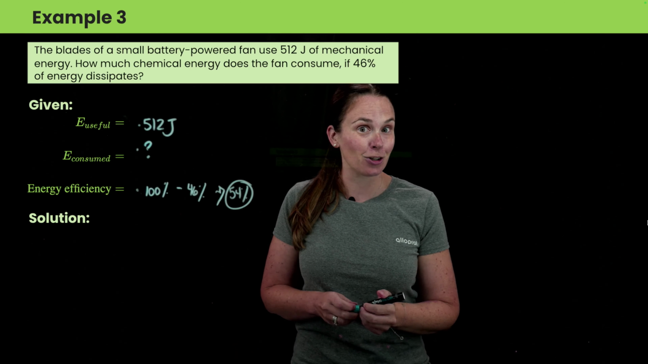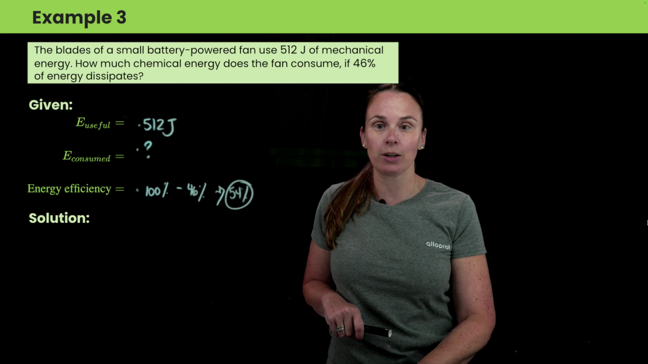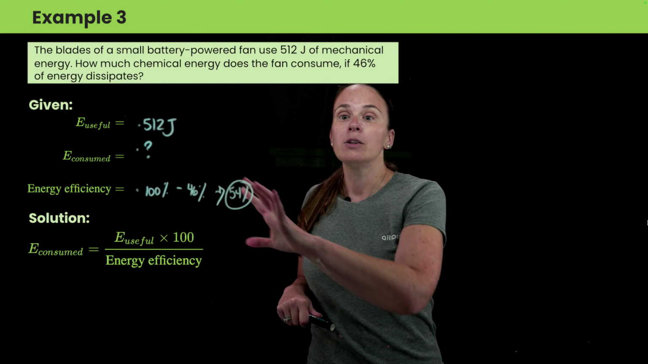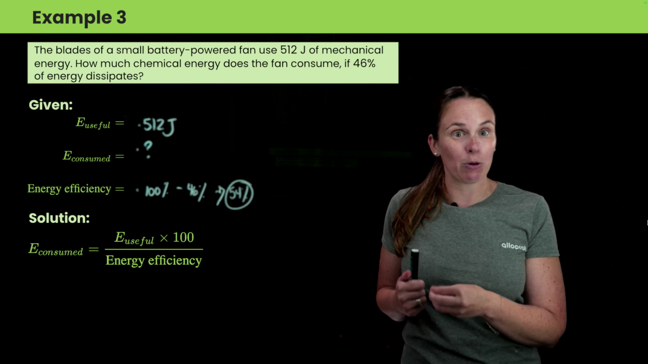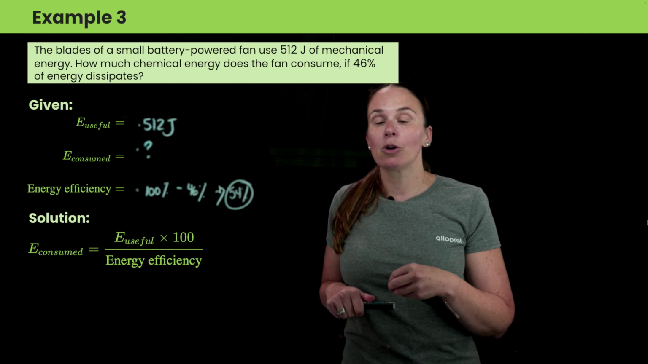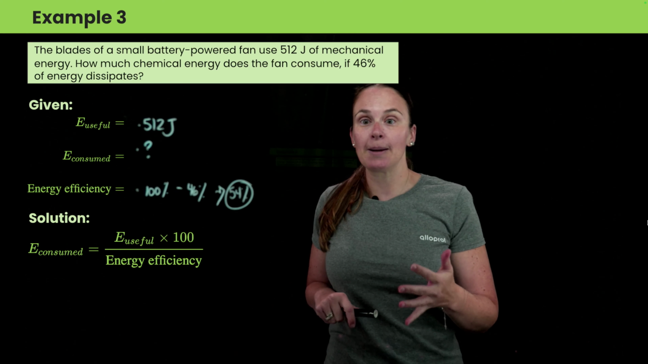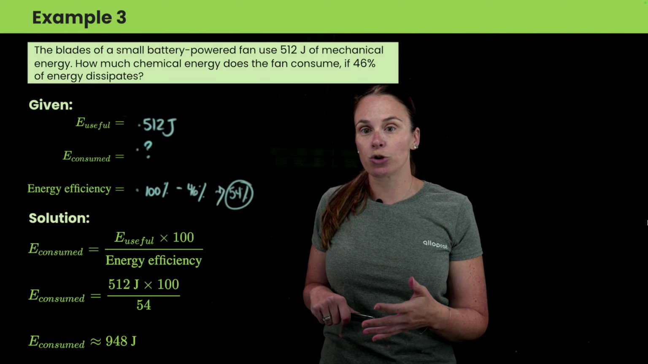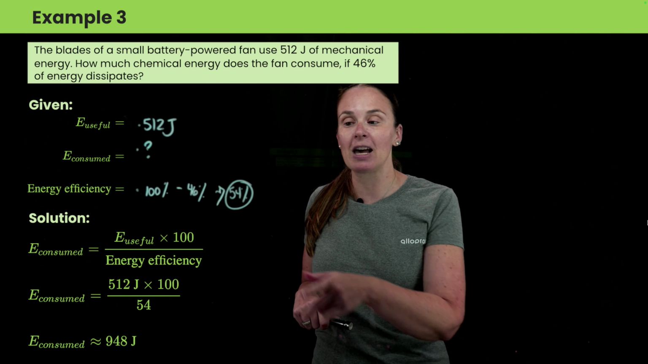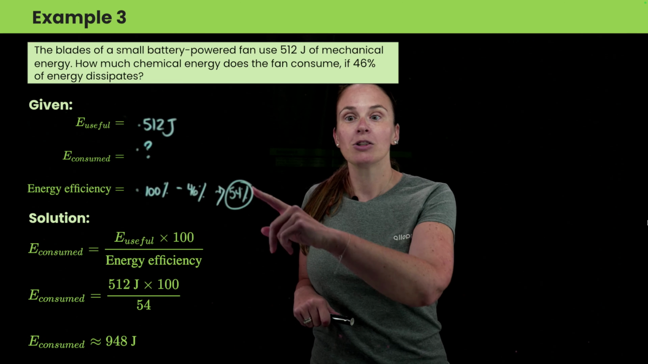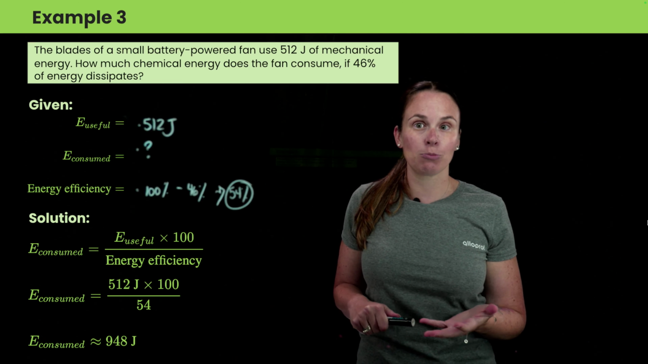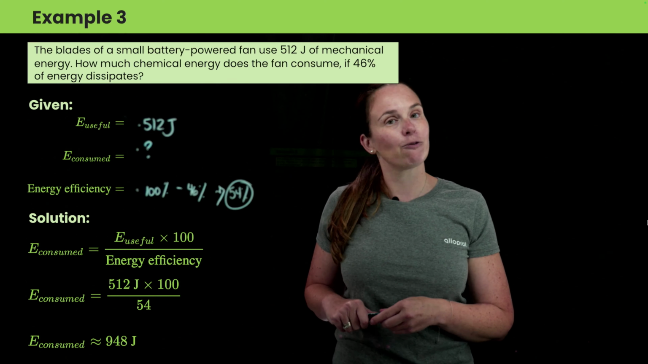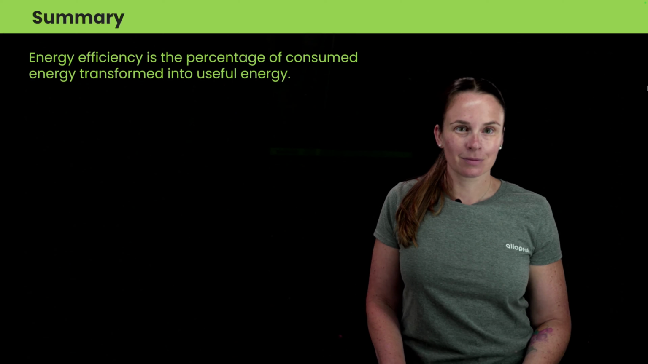So if we look at our solution and we take what's given to us in the question, we're going to use energy consumed because that's what we're trying to find. So if you need to go back into this video to look at how we manipulated that formula, do so. So energy that's useful times 100 divided by energy efficiency. So I take my 512 joules of energy times 100 and divide by that 54%. So we get that the energy that's consumed by the blades of the small battery-powered fan, it uses 948 joules of energy. And there you have it.